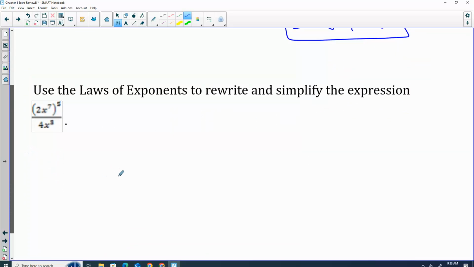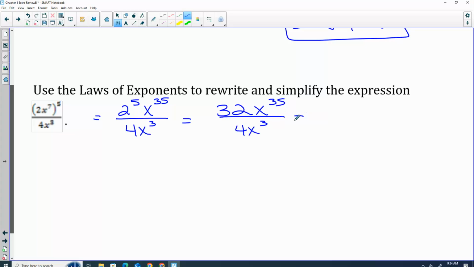All right, exponent problem. You have to take the fifth to everything in the numerator. So that becomes 2 to the 5th, x to the 35th over 4x cubed. What is 2 to the 5th? 32. So 32 divided by 4 is 8. With my x's, we subtract exponents, so 35 minus 3 is 32, and there's nothing left on the bottom, so it's just 8x to the 32.